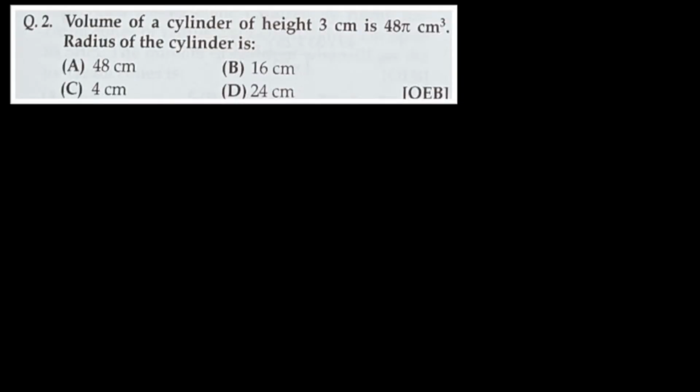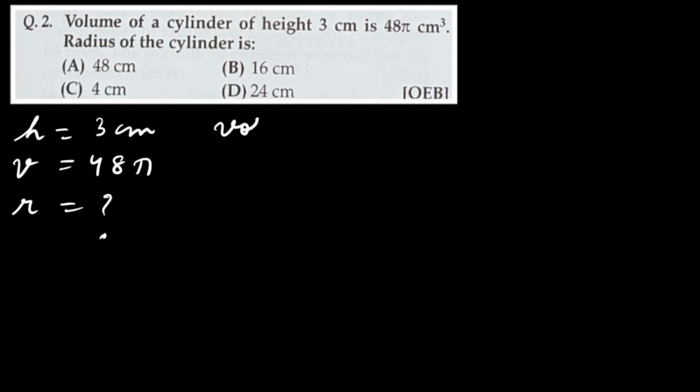Let's do the next question now. Next question, you can see: volume of a cylinder of height 3 centimeters. So cylinders, now formulas, you have to be very quick with the formulas, because here we have to use the formula of volume of cylinder. So what's the formula of volume of cylinder? Because height is given to us as 3 centimeters, and volume is given to us as 48 pi. So the radius of the cylinder we have to find.